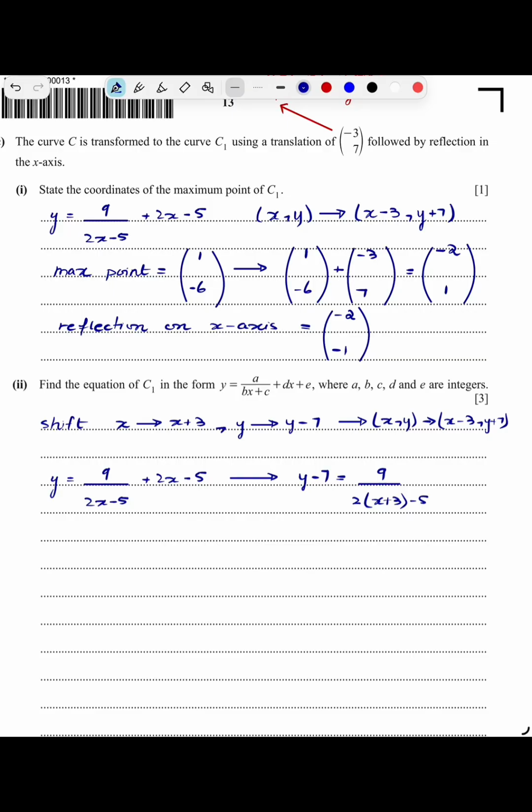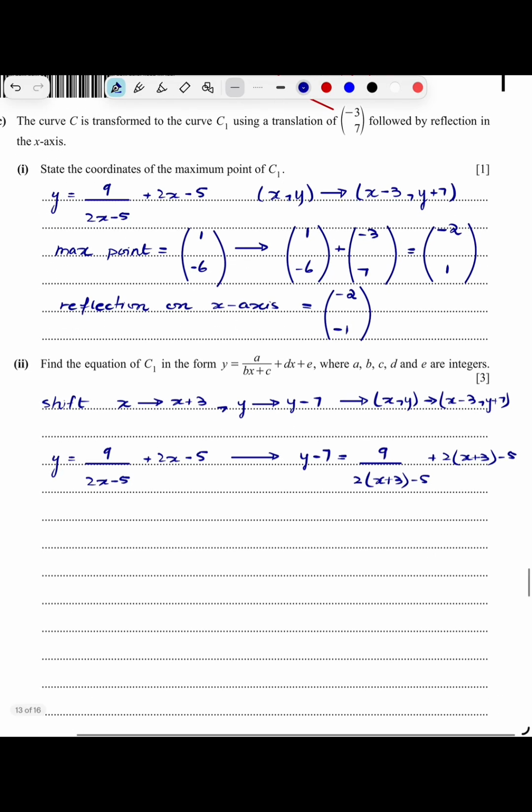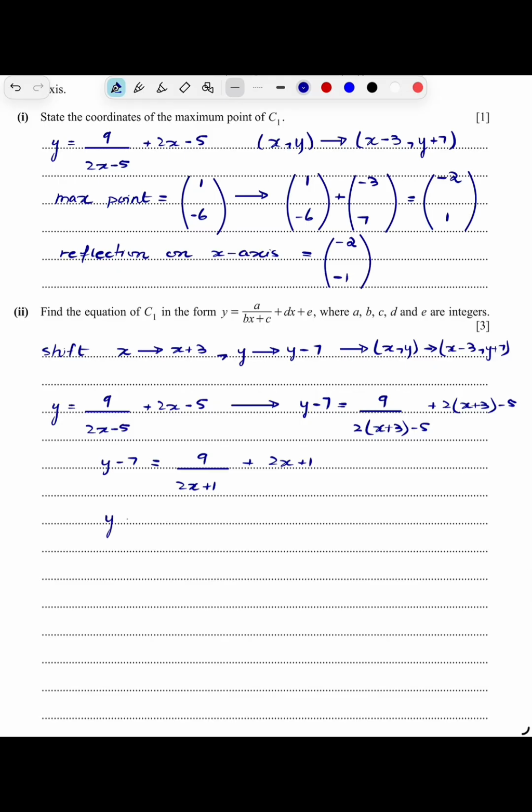And there has to be an x plus 3 over here as well, minus a 5. This becomes y minus 7 is equal to 9 over 2x plus 6 minus 5, or plus 1, and we'll have a 2x plus 1 over here as well. So y is equal to 9 over 2x plus 1, plus 2x plus 8.